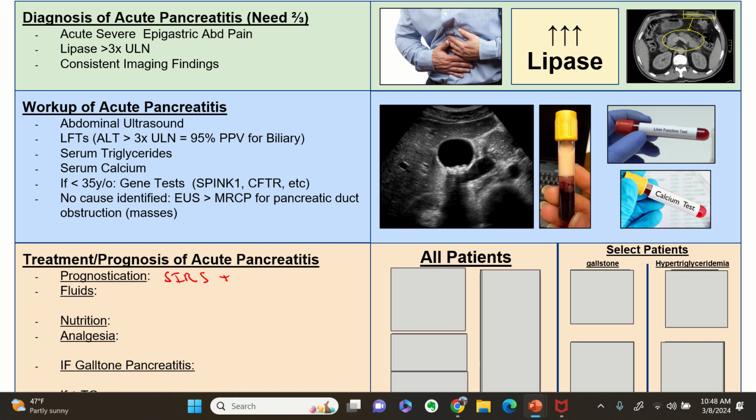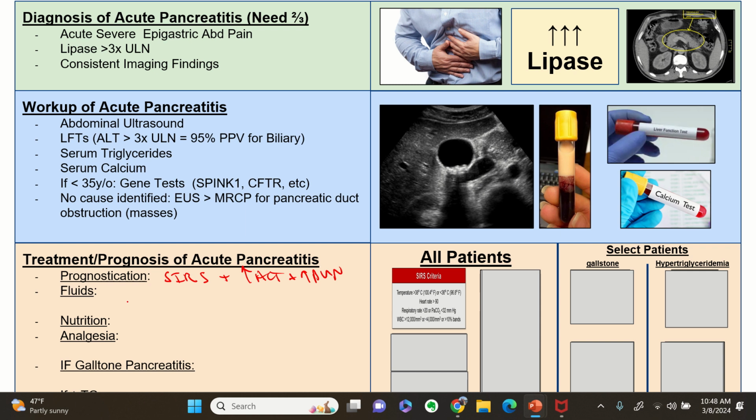increases their hematocrit, increases their BUN. If you have increased hematocrit and increased BUN from that capillary leak, that is a poor prognostic factor as well. So SIRS and increased hematocrit and BUN really perform just as well as other scoring systems.